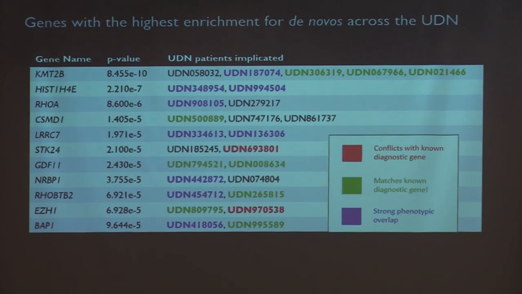What do you have to do? You have to collect tens and hundreds of thousands of individuals. There won't be an end of Mendelian genetics. We'll just find every single gene, because there are multiple people with mutations in every single gene compatible with life. We'll just find them all.